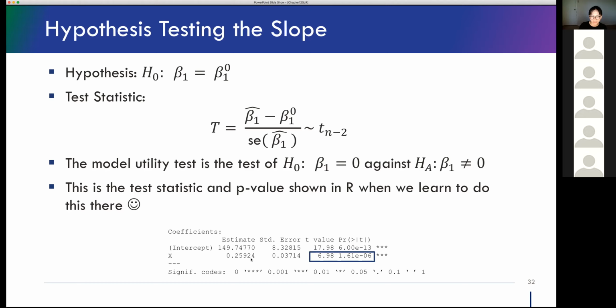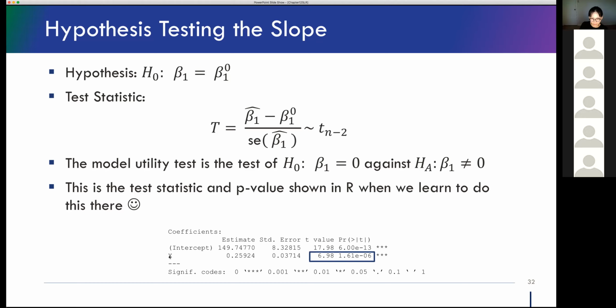And this is the output from R. We will do that later, but once we get this output, we know the t-value, which is actually our test statistic. It will just be given to you. And this p-value, you just get it from here. From the output, this is the estimate for the intercept and the estimate for the slope.